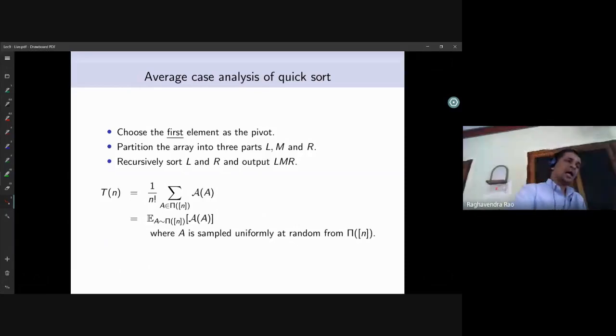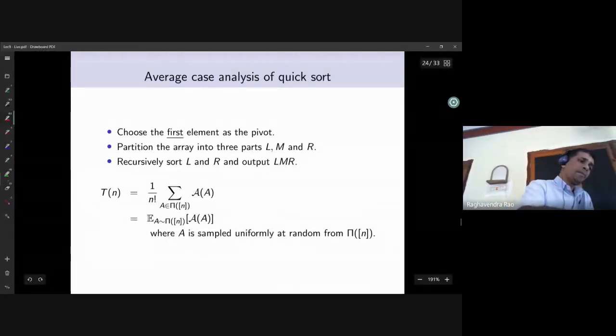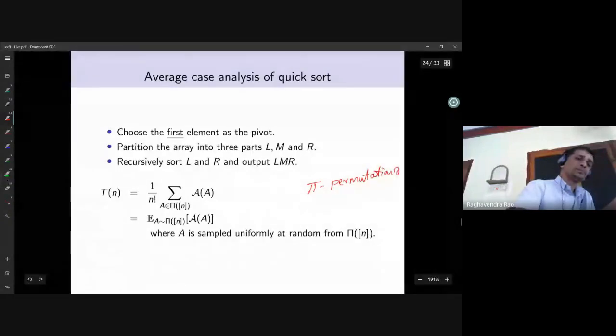So our algorithm A is this quicksort algorithm, and this is the quantity we want to estimate: the expected number of comparisons made by quicksort when we are choosing the array at random, or equivalently, when we are choosing a permutation pi of 1 to n, chosen uniformly at random.